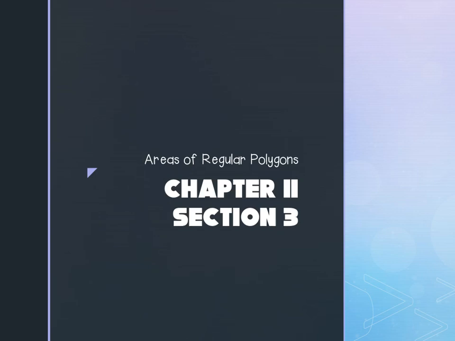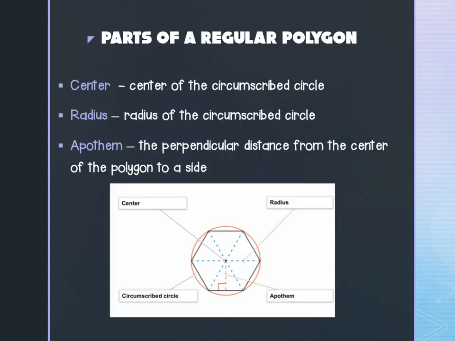Hi guys, this video is going to cover areas of regular polygons, which is actually chapter 10, section 3, so your note should say 10.3. And this is going to be the last section that's covered on your test, which is 10.1 and 10.3. So the first thing we're going to talk about is the parts of a regular polygon.